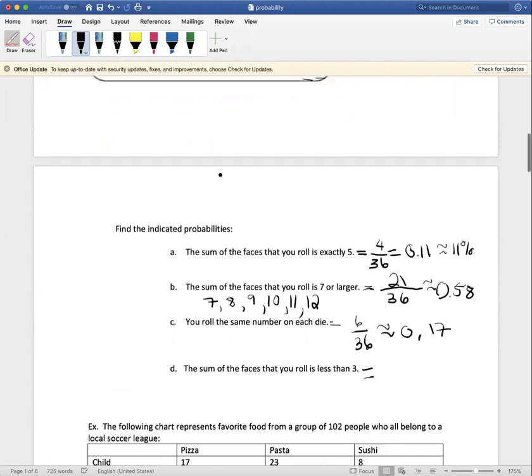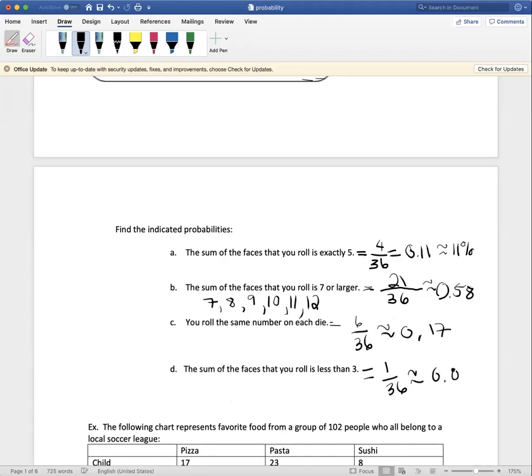So to answer this one, the sum of the faces that you roll is less than 3. We only have one of them, and that's 2, and that's 1 out of 36. And as a decimal, 1 divided by 36, I'm going to check on my calculator, we get 0.03. So there's a fairly small chance that that's going to happen. Okay, so let's move on to another example.